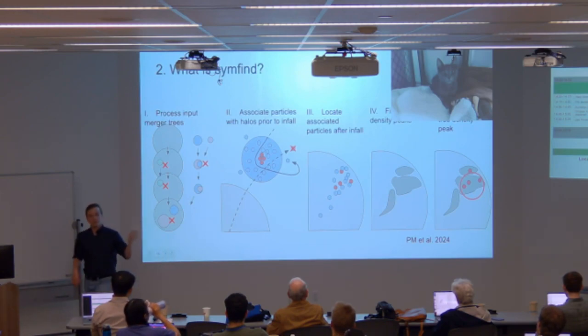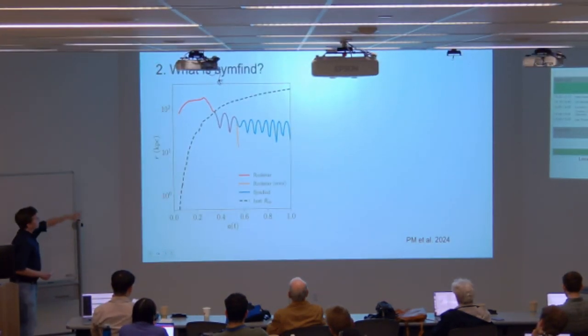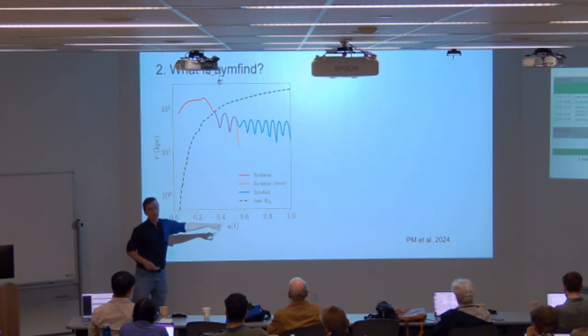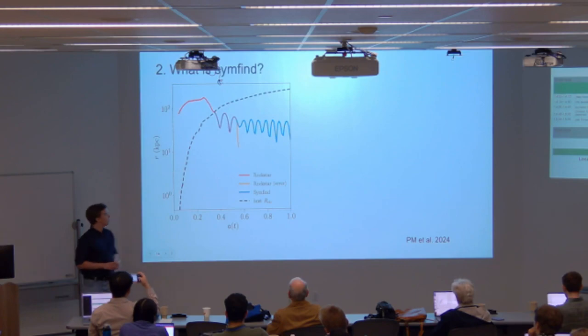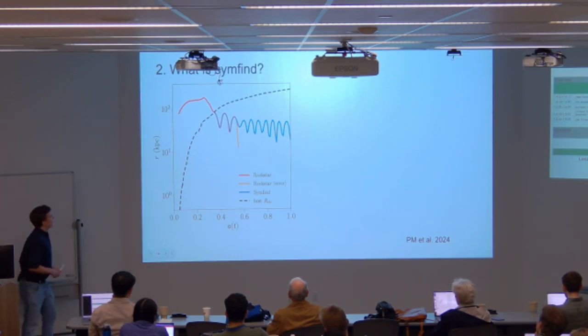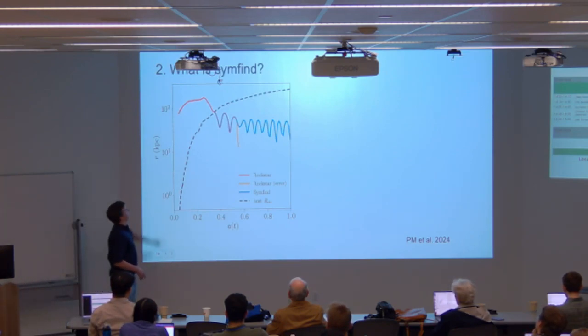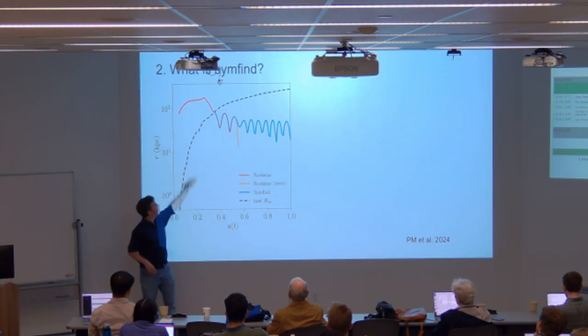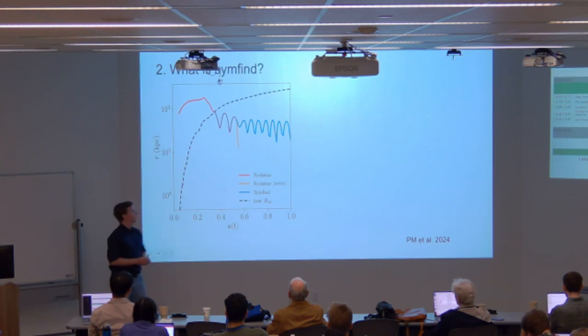The thing that is more relevant is this plot right here. What I'm showing you here is a very typical subhalo from one of our simulations. Time is on the x-axis, and the y-axis is the distance between the subhalo and its host. The dashed black line is the radius of the host. Blue right here is SimFind. Red is Rockstar, our comparison subhalo finder.